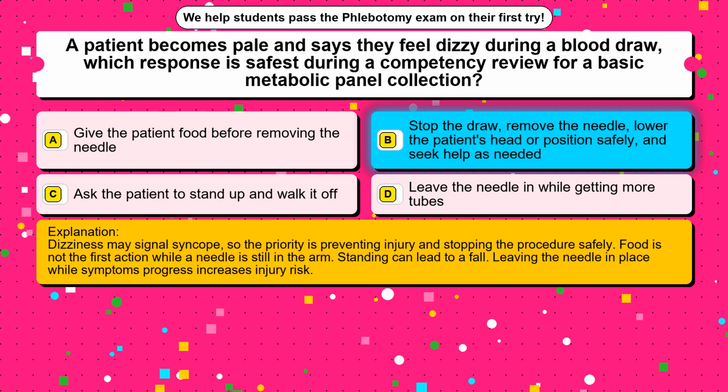Dizziness may signal syncope, so the priority is preventing injury and stopping the procedure safely. Food is not the first action while a needle is still in the arm. Standing can lead to a fall. Leaving the needle in place while symptoms progress increases injury risk.